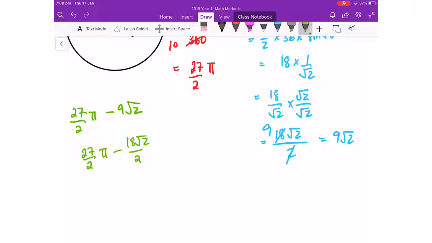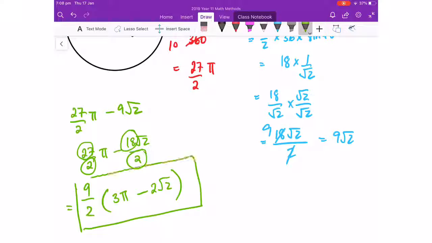You might notice that this 27 and 18 have a 9 in common. So I'm going to take that out. I'm going to have a 9 over 2 because they both also have 2 in common. And then I'm going to find what's left over. 9 3s are 27, so it's going to be left with 3 pi. And I'm going to take away, so 9 times 2 is 18, so 2 root 2. There we go. And that's going to be our final answer. Because we can't simplify anymore, that's my final answer. I'm going to highlight it and everything.